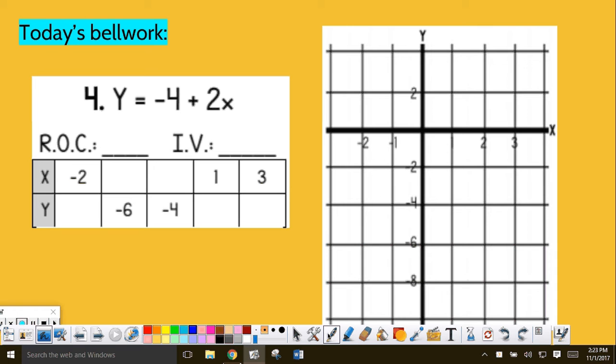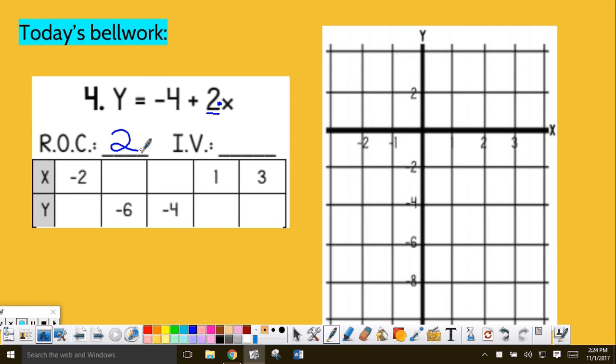All right, Landon, what is our rate of change for this problem? Positive 2. Where can I always find my rate of change? Next to the x. But I want us to be even more specific now that we've been talking about it: not just next to the x, but what is it actually doing to the x? It is multiplying by the x.